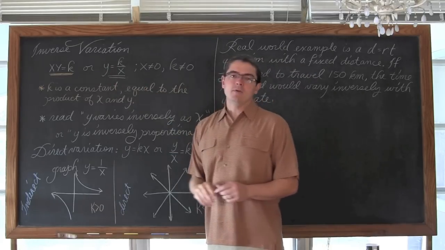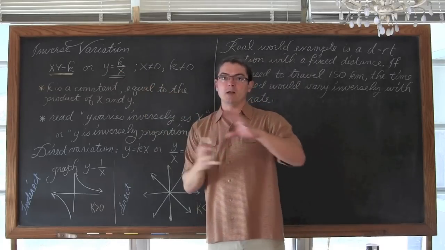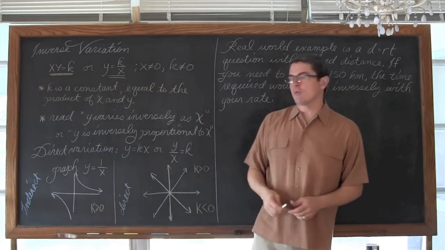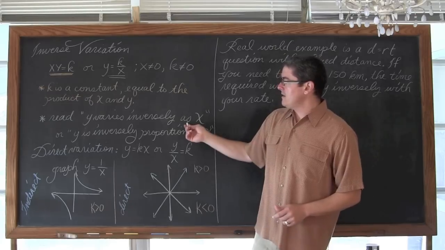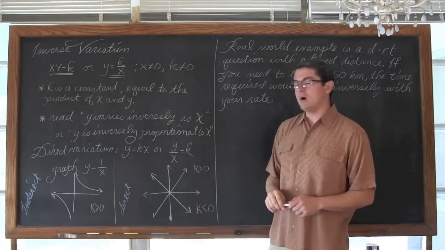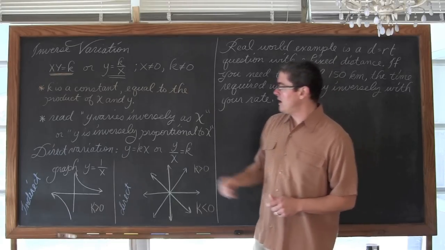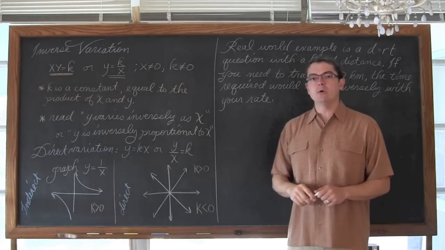However, we very often work with equations where it's y equals, or y in terms of some other variable. And in that design, y equals k over x, we read that as y varies inversely as x, or y is inversely proportional to x.